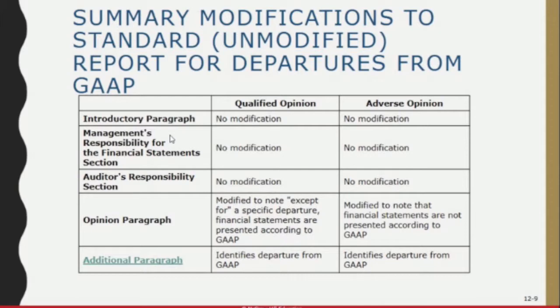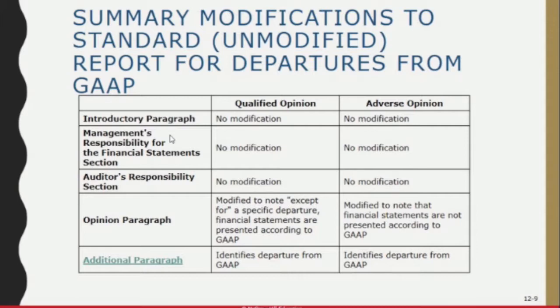If there is an adverse opinion, again, no changes to the first three paragraphs because none of those things change as a result of the departure from GAAP. However, the opinion paragraph is going to change, and the auditor is also going to explain why, identifying the departure from GAAP in an additional paragraph prior to the opinion paragraph. And the opinion paragraph will give the wording that says it was modified to note that the financial statements are not presented in accordance with GAAP. So there's no except for, because it's pervasive, so it's an adverse opinion.